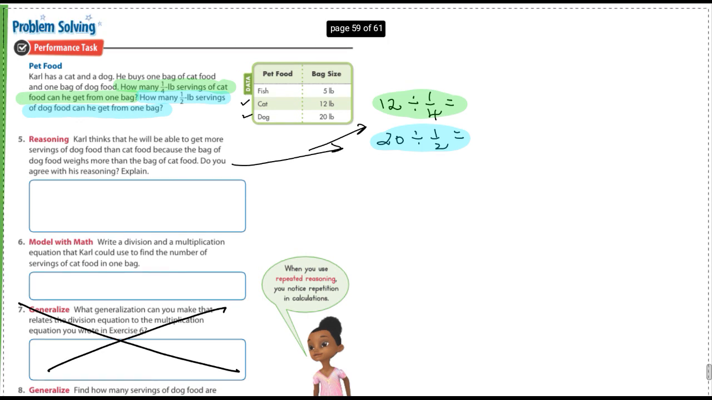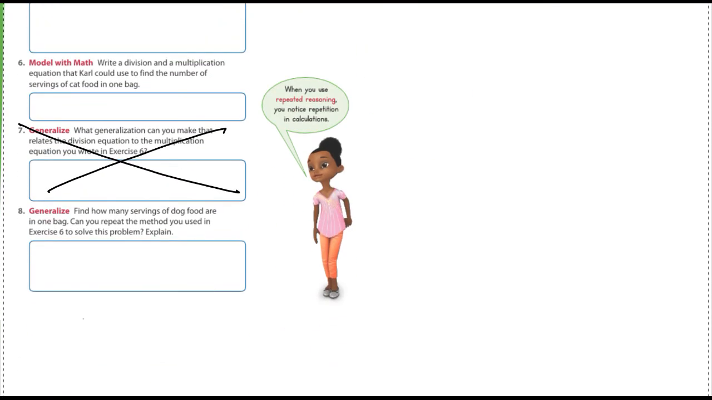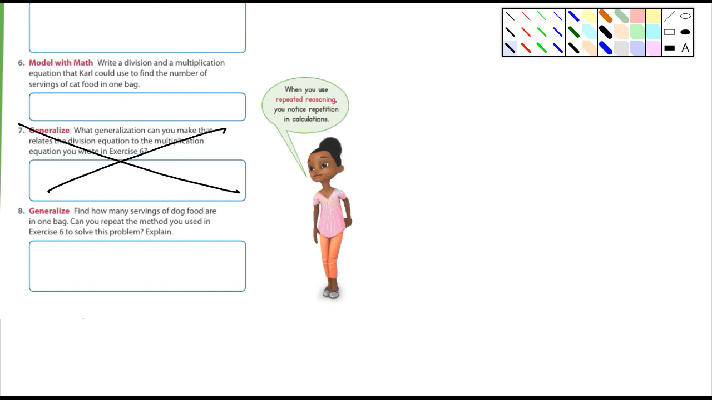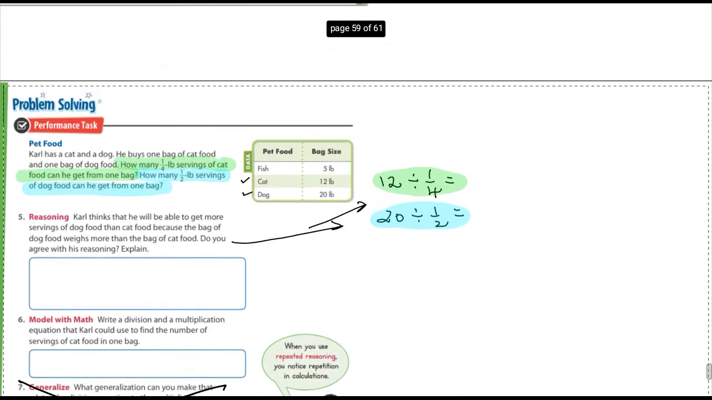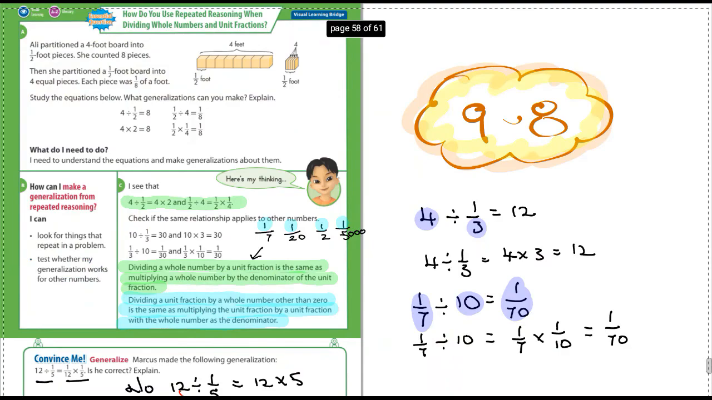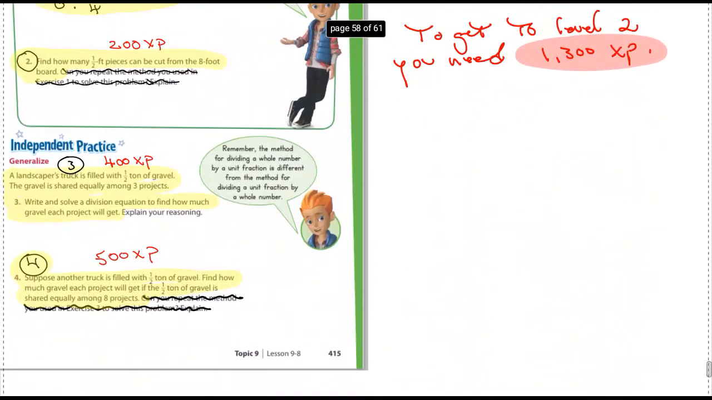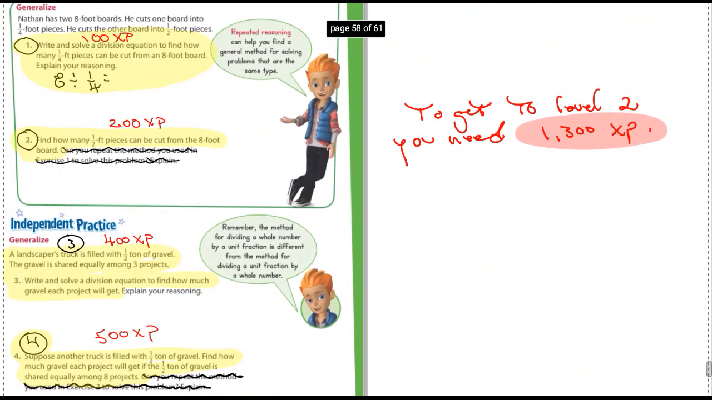And then number 8 here, as I'm flying along, find out how many servings of dog food are in 1 bag. Okay, you did that up above. I wrote the equation for you. Can you repeat the same method? Yeah, so we already would have answered 8, so I'm not worried about that. Okay, you guys, that's it. So we have four problems, and 100, 200, 400, and then 500 experience points. Okay, that's it. I'll see you guys later.